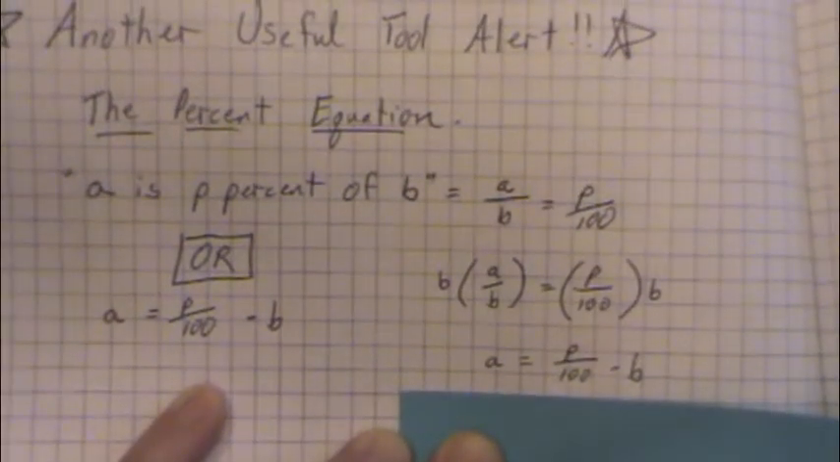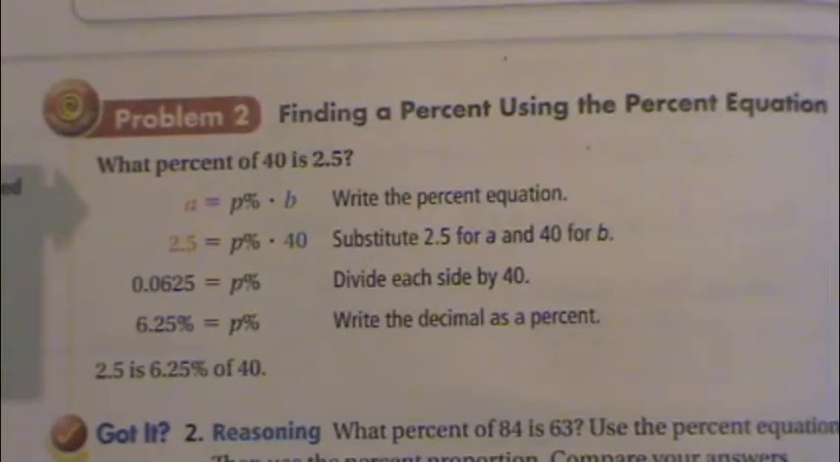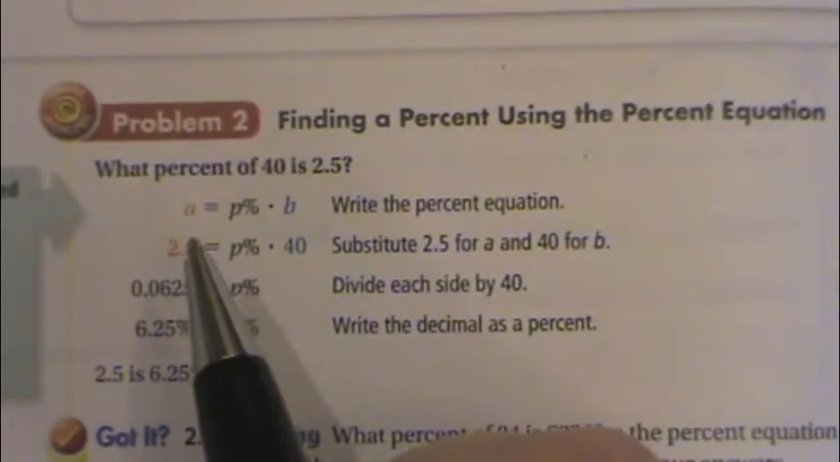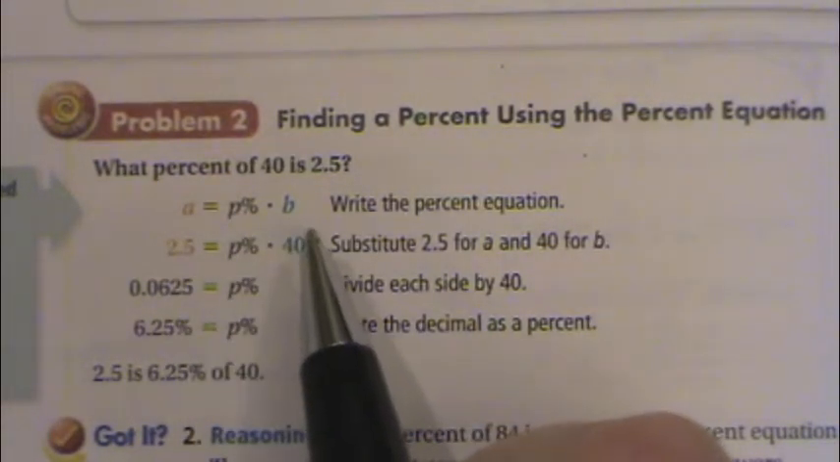Let's take a look at problem 2 in your book. Problem 2, using the percent equation. This is what I was talking about before. When they write out the percent equation, they use p%, whereas I put p over 100. Either way is correct. A equals p% of b.